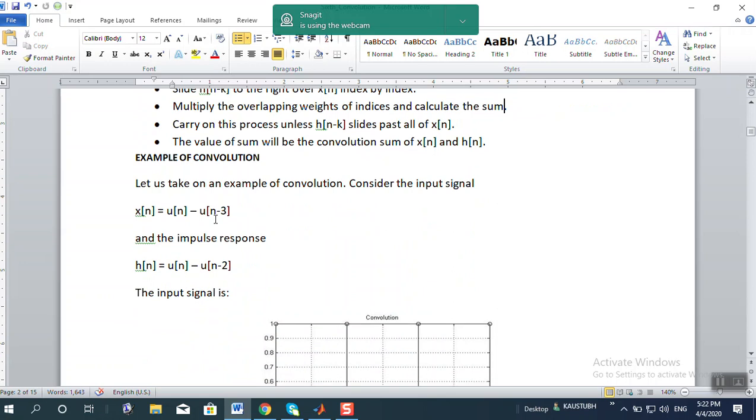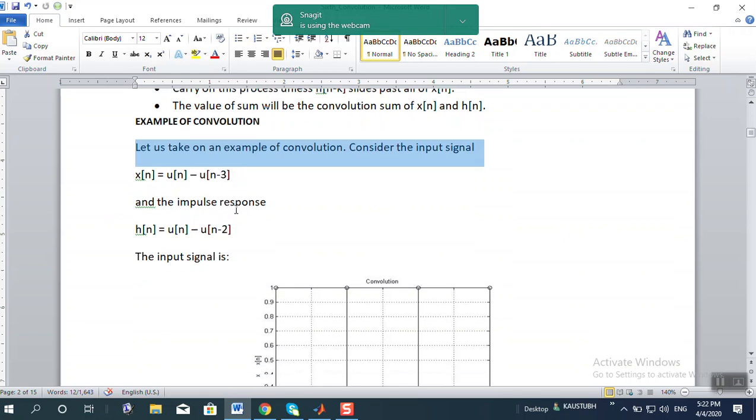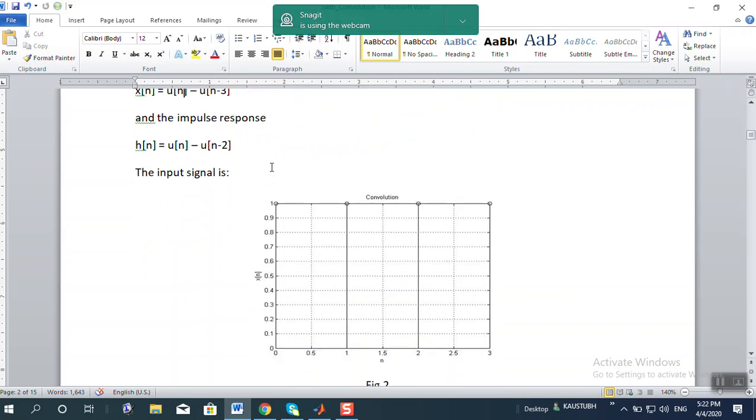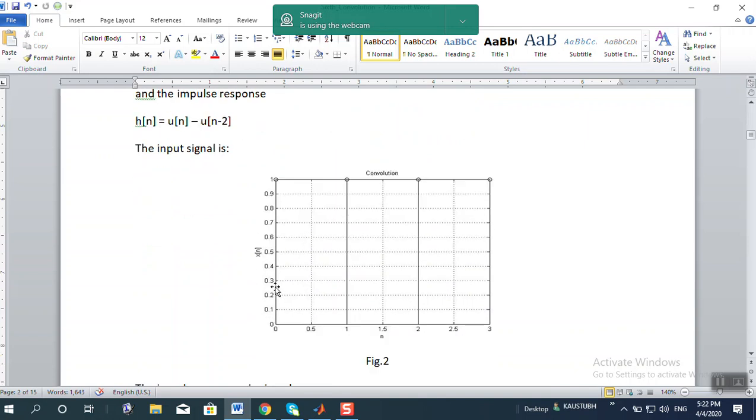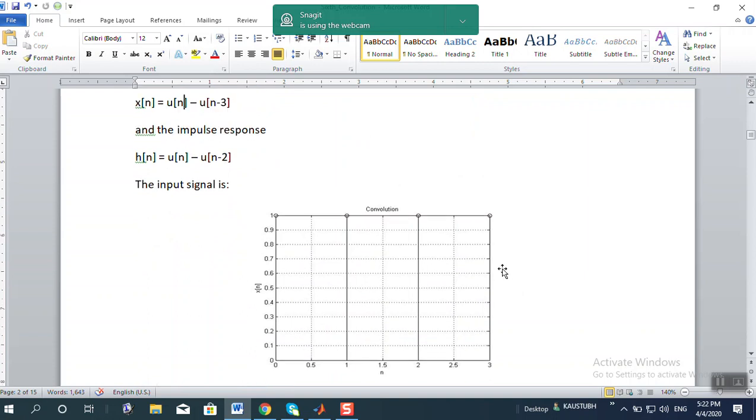Okay, so here I am showing one example. Let us take one example for the convolution. Say x of n is u of n minus u of n minus 3. What is u of n? u of n is 0 up to 0, and then 1, 1, 1, 1 through infinity. So the values of u of n are 1 from 0 to infinity. And what is u of n minus 3? It is 3 units shifted towards the right. Therefore, for u of n minus u of n minus 3, you will get value 1 at 0, 1 at 1, 1 at 2, and 1 at 3.